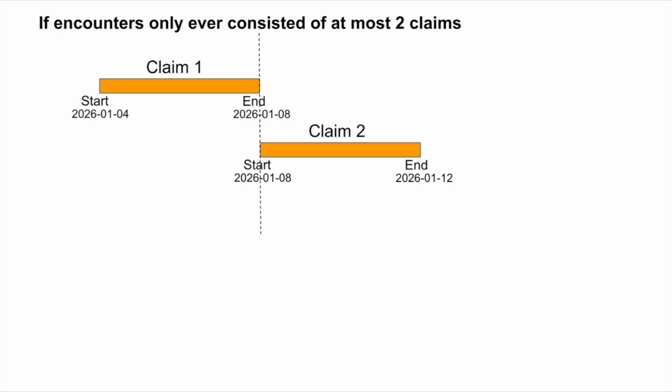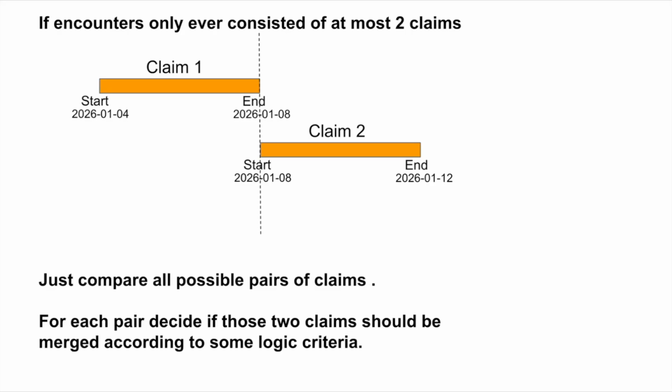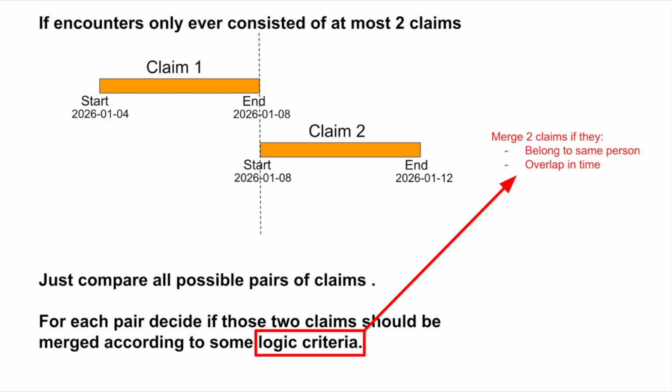Now, if encounters only ever consisted of at most two claims, then it would be trivial to merge them into encounters, because all we had to do is compare all possible pairs of claims, and then for each pair, we decide if those two claims need to be merged according to some logic criteria. The specific logic criteria we use to merge any pair of claims could be whatever we want. For example, we could say that we're going to merge any two claims if they belong to the same person and they overlap in time. Or we could define a more strict criteria and say that we also require the claims have the same facility ID. It could be whatever logic criteria we want.